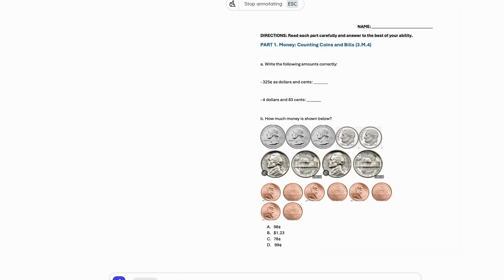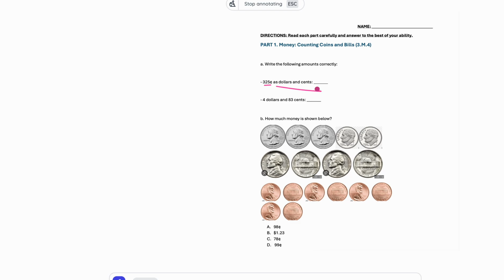We've got our counting coins homework out. So the directions said read each part carefully and answer to the best of your ability. The first part was money, counting coins and bills. Let's take a look at letter A. It said write the following amounts correctly. So we have 325 cents as dollars and cents.